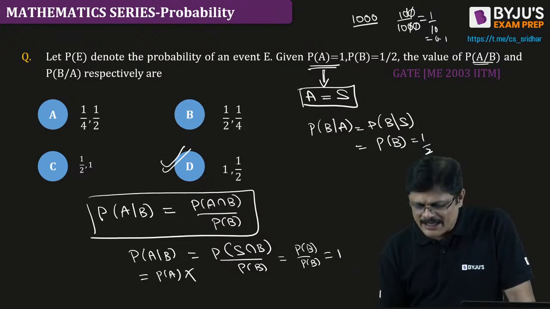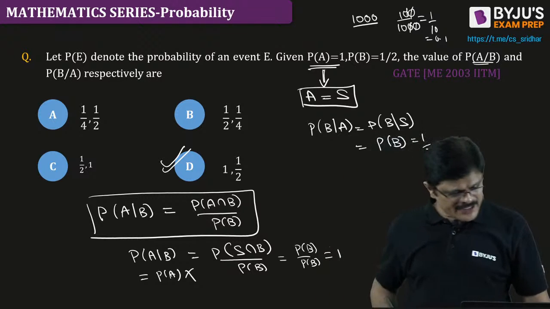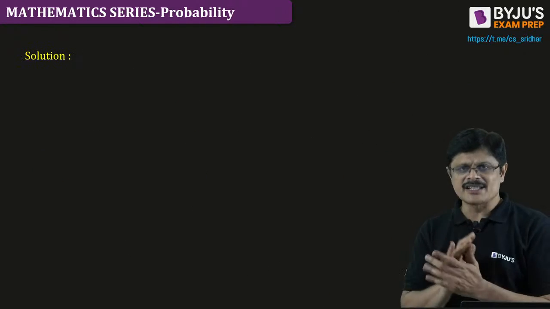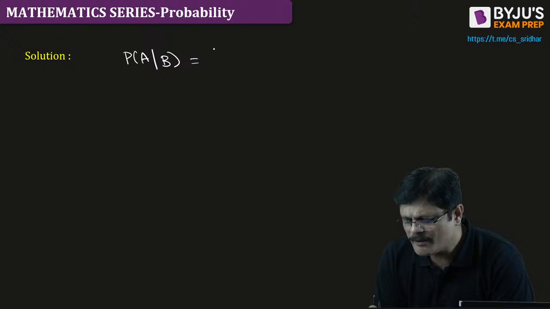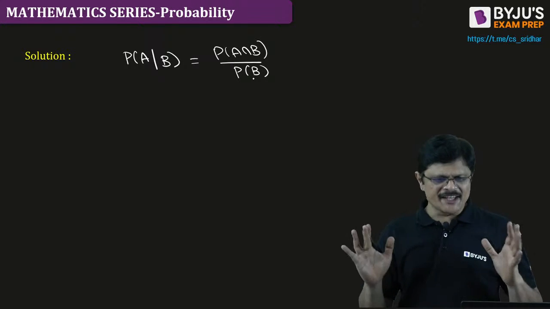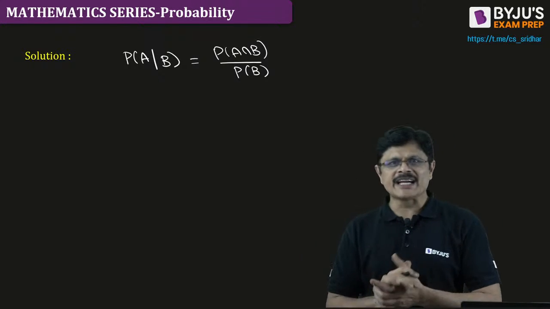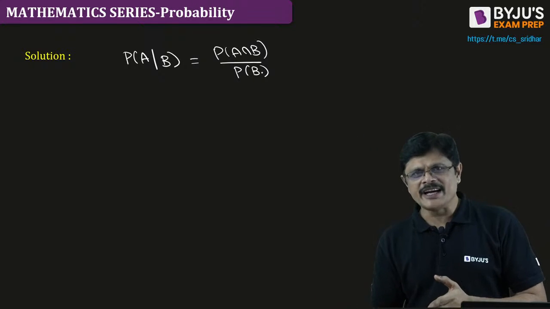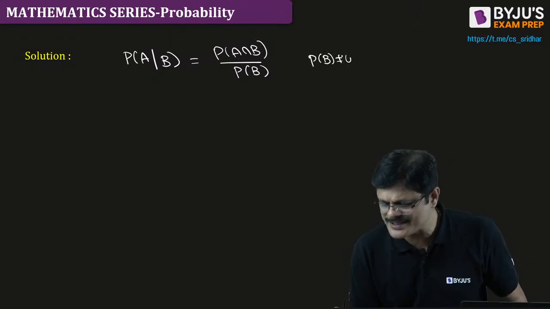See, probability of A given B is equal to A, then it's like this. I'll give you an interesting result. Probability of A when B has already happened is equal to probability of A intersection B by probability of B. This is the definition of conditional probability. Of course, probability of B should not be equal to 0.